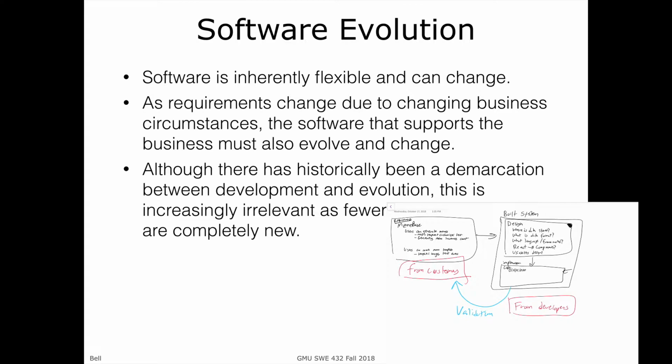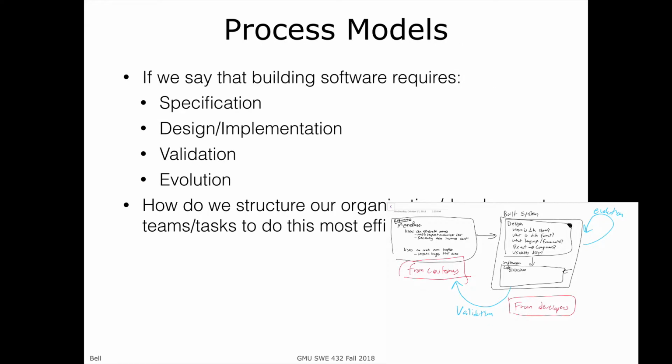So we want to try to make this whole process at this high level picture, I guess that we put something here also because of evolution, as painless as possible. So if we say that building software is going to consist of these four steps, specification, design and implementation, validation, and evolution, how should we structure our organization and development teams and tasks to do this most efficiently? So we're going to look at a few different classical and then more recent process models for how these different phases get laid out.